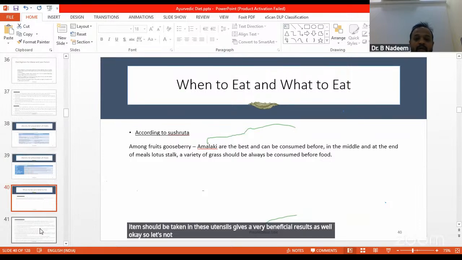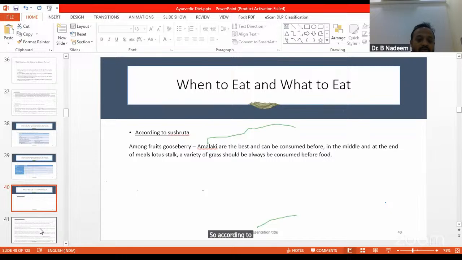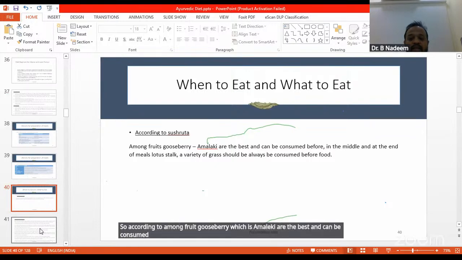Okay, when to eat and what to eat. According to Acharya Shushruta, among fruits, gooseberry, which is amalaki, is the best and can be consumed before, in the middle, and at the end of the meal. Lotus stalk, a variety of grass, should always be consumed before food.